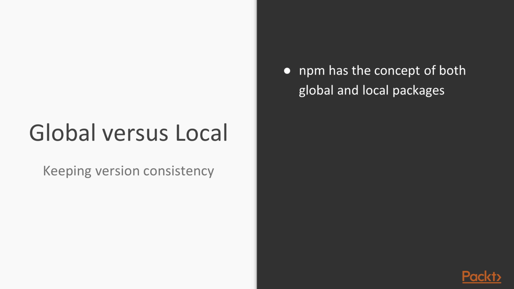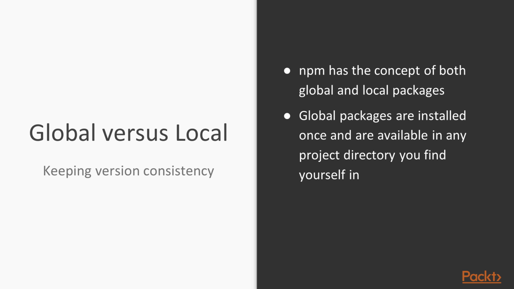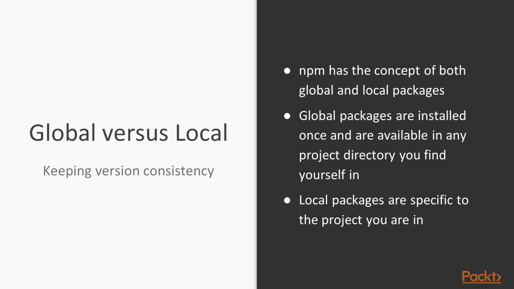dependencies of Chalk. Let's talk briefly about global versus local packages. NPM has both global and local packages, and these are subtly different and important. Global packages are installed once, and are then available in any node environment on the same system. Local packages are installed per directory.